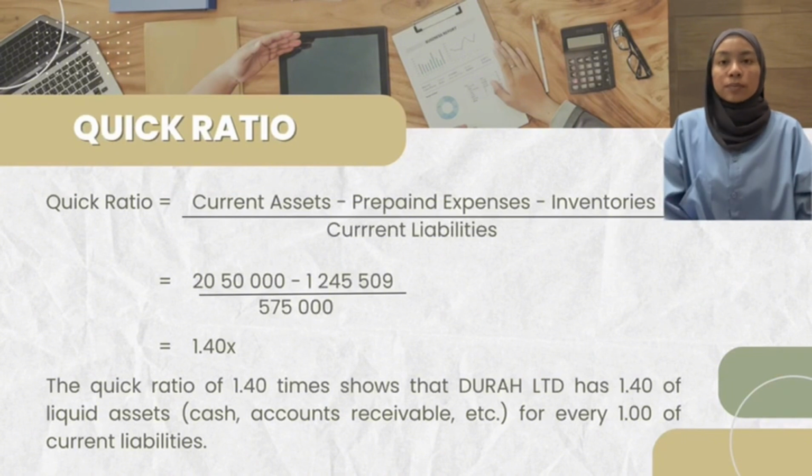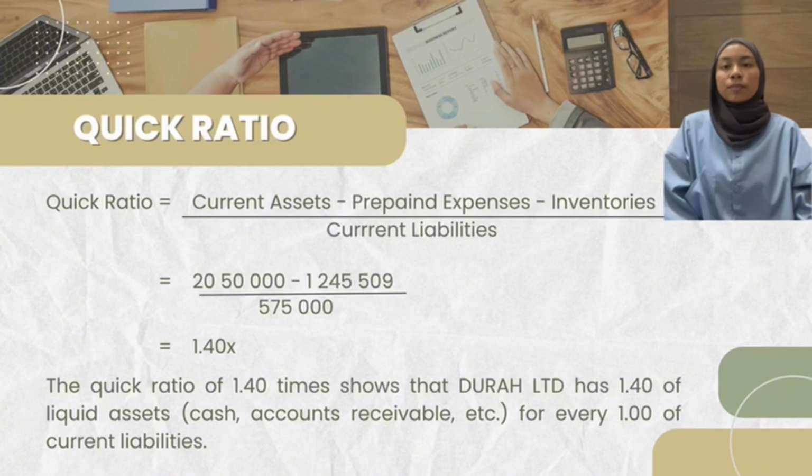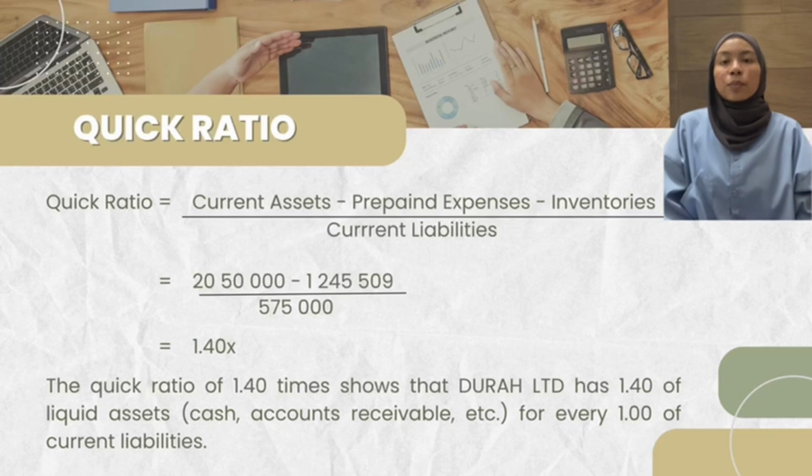Secondly, the quick ratio. The quick ratio shows how well the company can cover short-term debts using only its most liquid assets, excluding inventory and prepaid expenses. The quick ratio is calculated by subtracting inventories and prepaid expenses from current assets, then dividing the result by current liabilities.